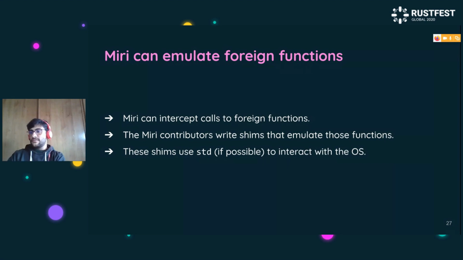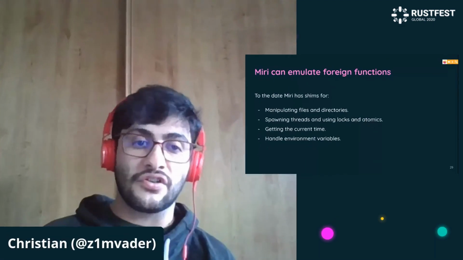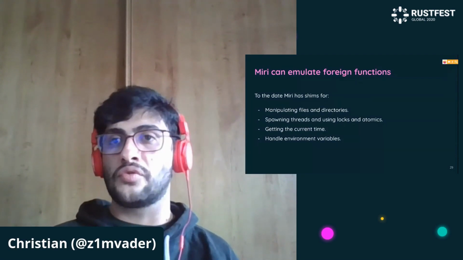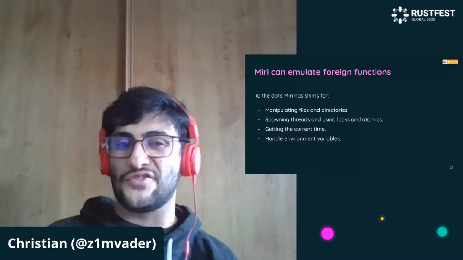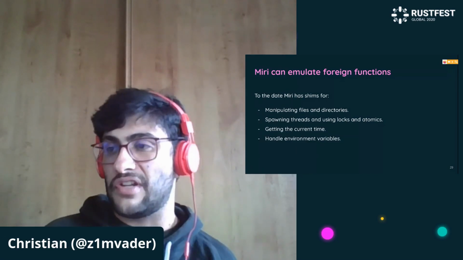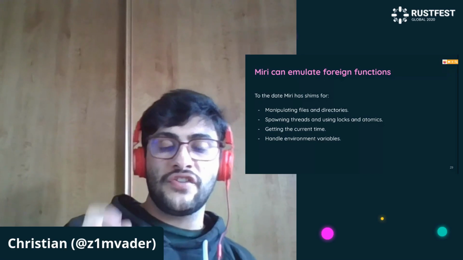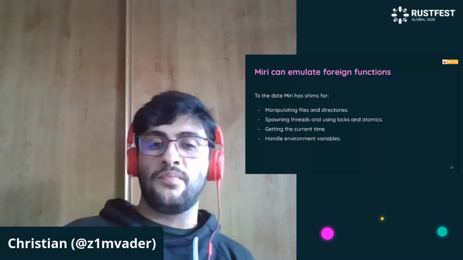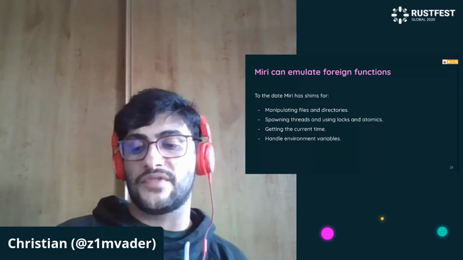And actually, other than handling files, Miri can do a lot of stuff. You can manipulate directories, you can delete files, create symbolic links, you can spawn threads, you can use locks and atomics if you're doing concurrency, so Miri can emulate some concurrency stuff. You can use it to get the current time, so you can actually run clocks inside your Rust program running in Miri. You can handle environment variables. And each of those operations is possible because someone decided to write a shim for that specific foreign function.